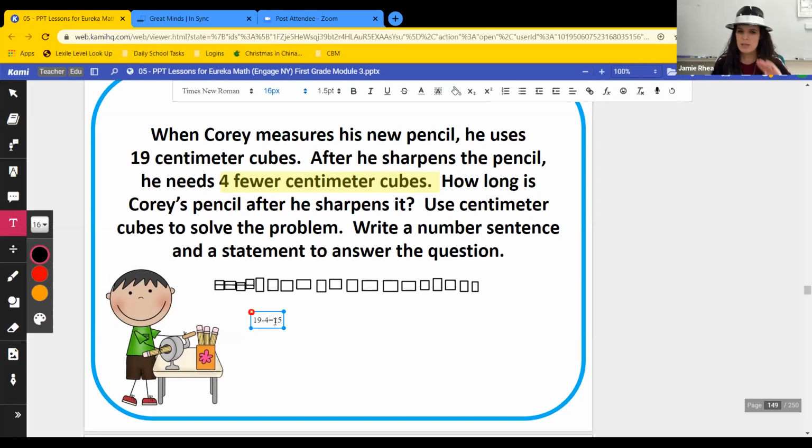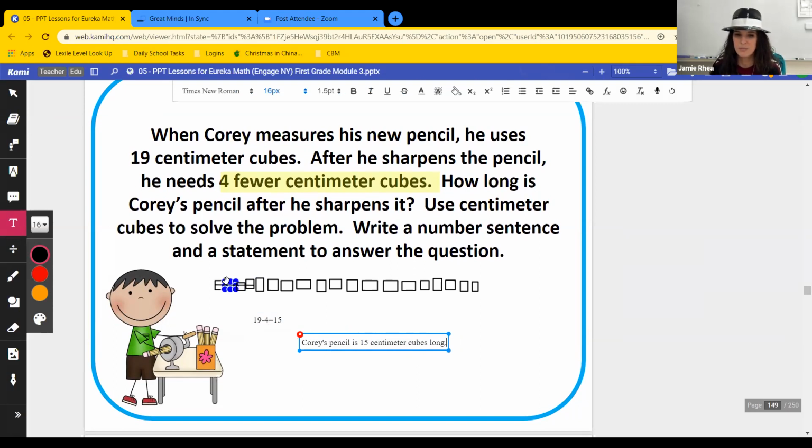All right, now it also tells me I have to write a statement to answer my question. The question was, how long is Corey's pencil after he sharpens it? Corey's pencil is 15 centimeter cubes long. Oops, I forgot my L.